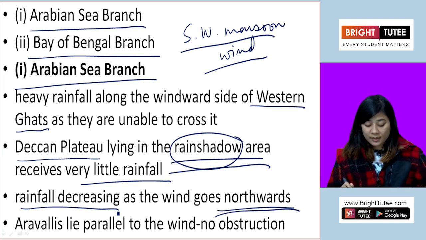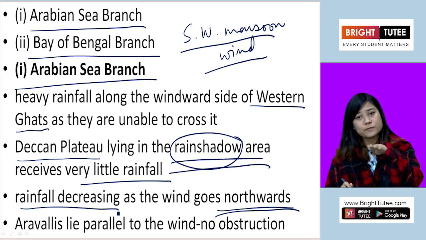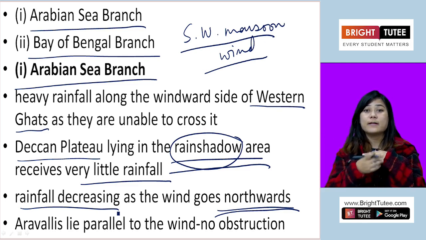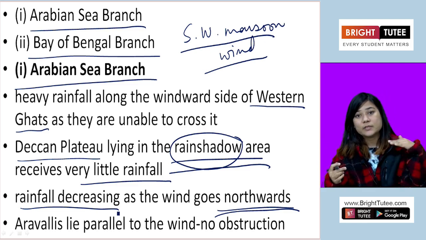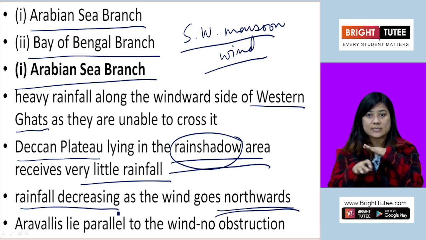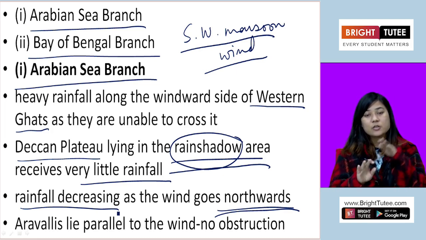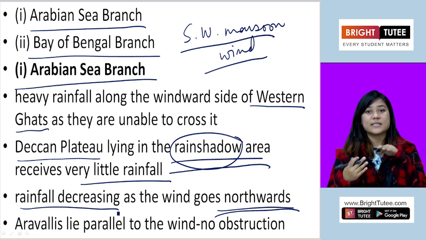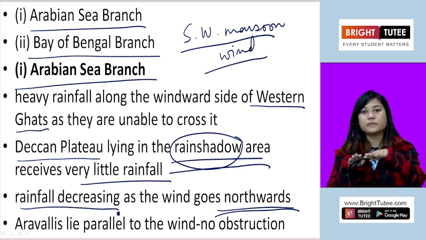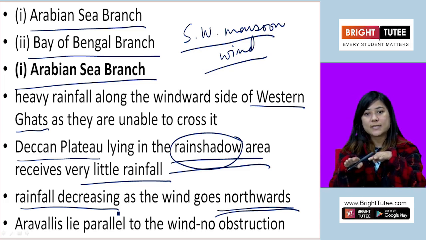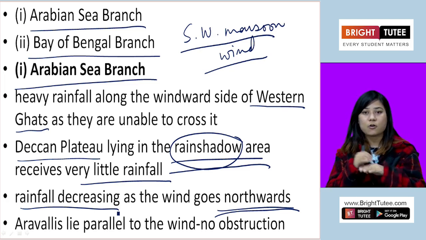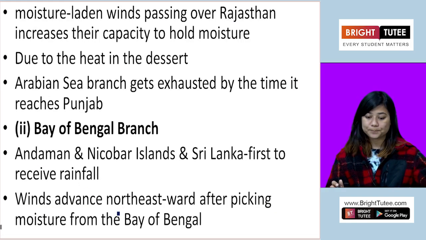Now as it moves northwards, there is again another range of hills called the Aravalli Hills. This wind flows in a parallel direction to how the Aravalli Hills are located, so the Aravalli Hills do not cause any obstruction. Obstruction means it does not block the wind, because the wind also flows in the same direction as the Aravalli Hills, towards the north. So the Aravalli Hills cause no obstruction to the wind.